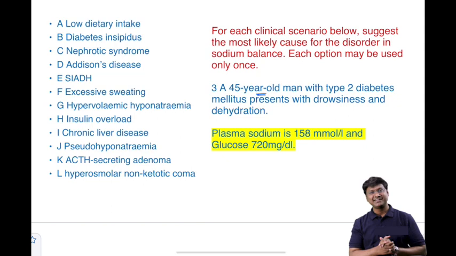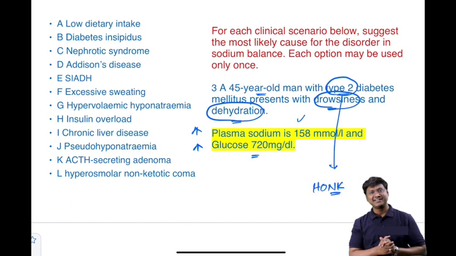Now you take the third clinical scenario. A 45-year-old man presents with type 2 diabetes mellitus, drowsiness, and dehydration. Plasma sodium is 158, which is increased. The glucose is 720, which is also increased. So in type 2 diabetes mellitus, with glucose of 720 and plasma sodium of 158, which is nothing but hypernatremia, you will see this in a complication of type 2 diabetes mellitus, that is hyperosmolar non-ketotic coma.